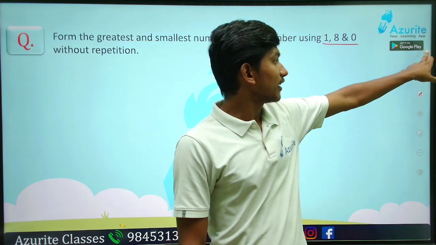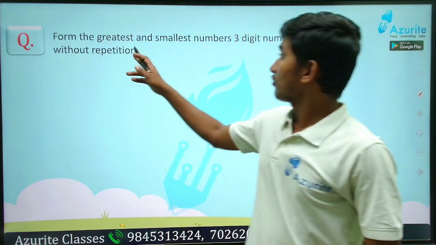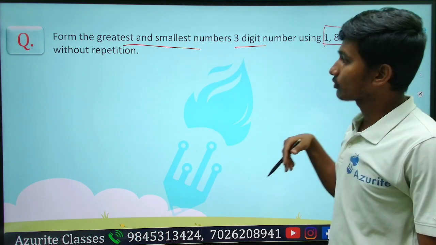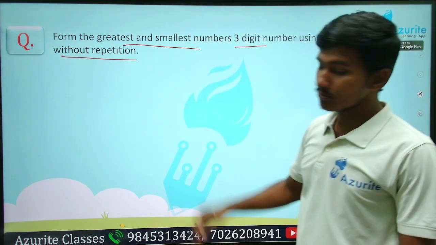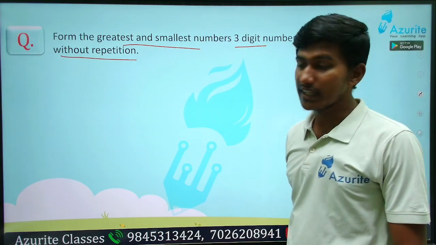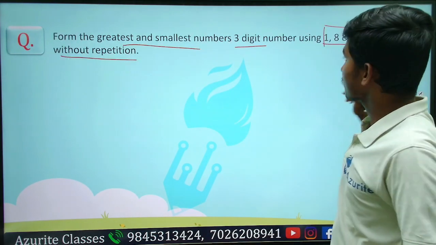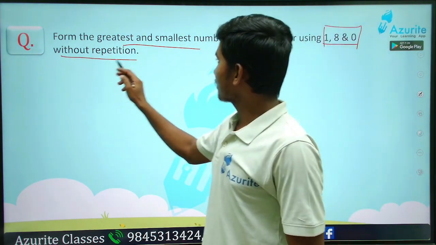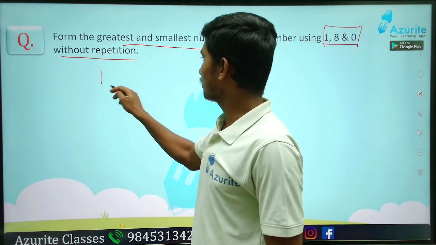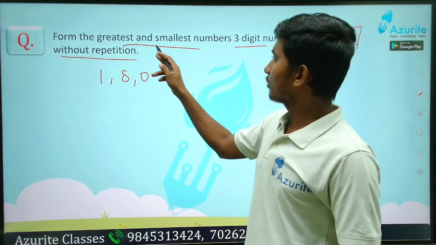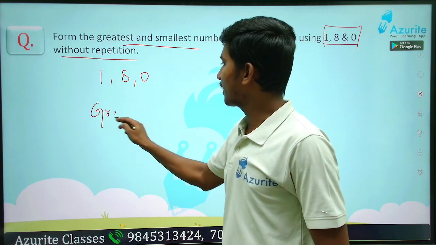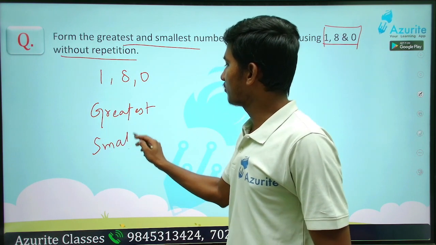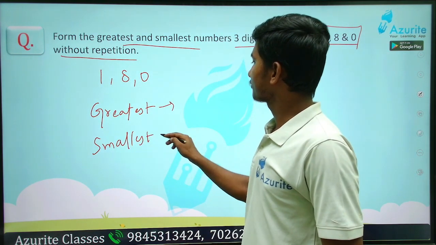Form the greatest and smallest number of 3 digits using 1, 8 and 0, without repetition. They have mentioned without repetition. So here if you see, digits are 1, 8 and 0. What we have to do? Greatest and smallest, right? So greatest number, what will it be? Tell me.